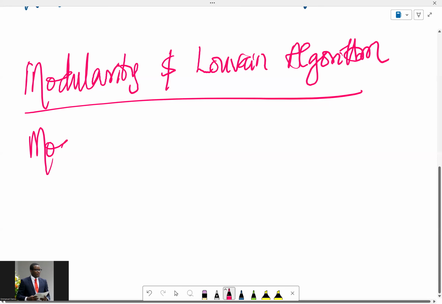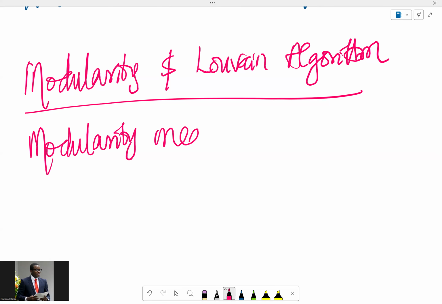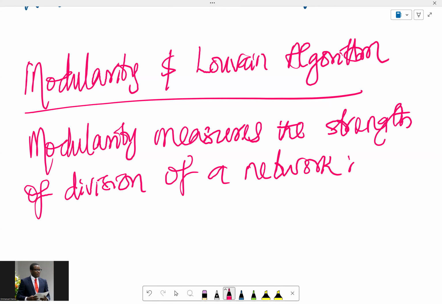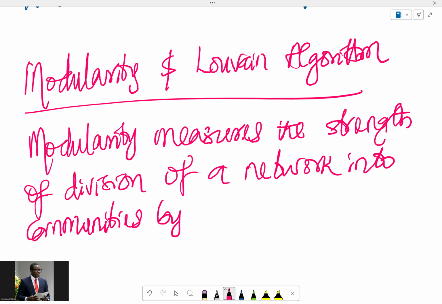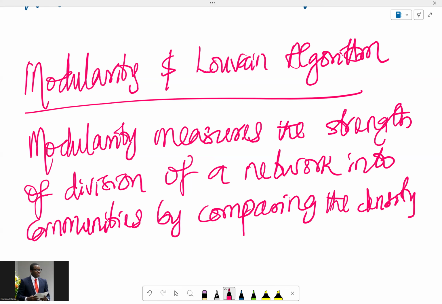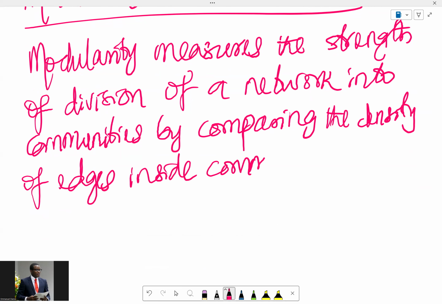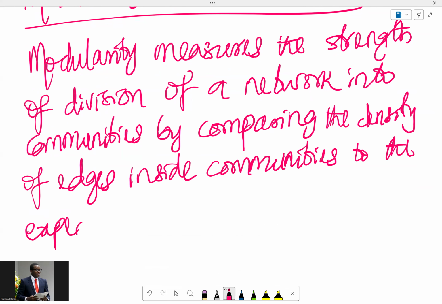Modularity measures the strength of division of a network into communities by comparing the density of edges inside communities to the expected density in a random network.